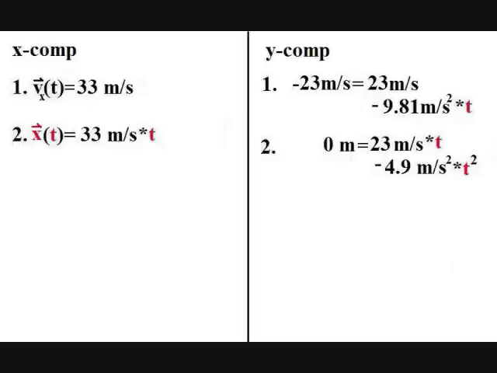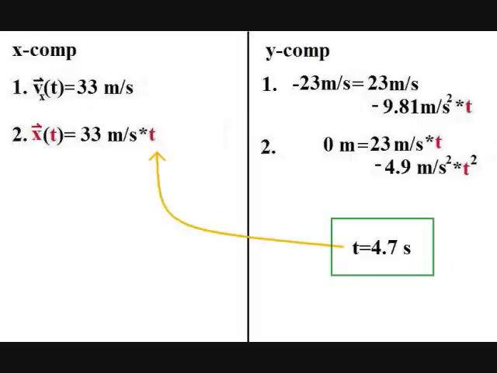So now, from implicit investigation of the problem statement, we have identified the final y position and the final y velocity. Solving either equation y1 or y2 for time gives the same answer of 4.7 seconds. Substituting that into equation x2 gives a final distance of 155 meters.